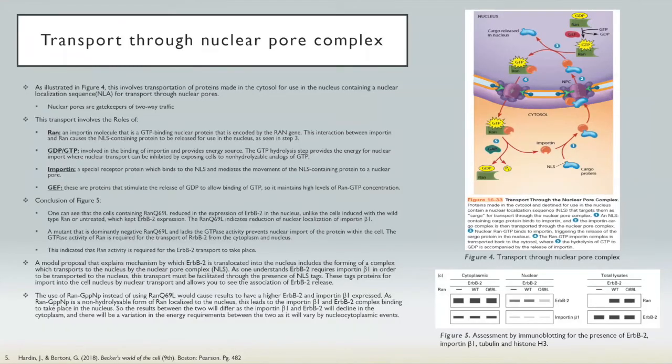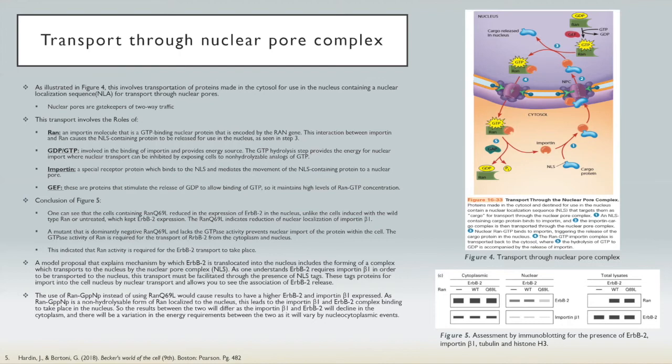So, transport through the nuclear pore complex. As illustrated in figure 4, this involves transportation of proteins made in the cytosol for use in the nucleus containing a nuclear localization sequence, NLS, for transport through nuclear pores. Nuclear pores are actually gatekeepers of two-way traffic. To understand the figure, you have to go through steps 1 through 5 and understand the way in which this transport through the nuclear pore complex takes place, which is explained in figure 4, also labeled 16.33 from the textbook.